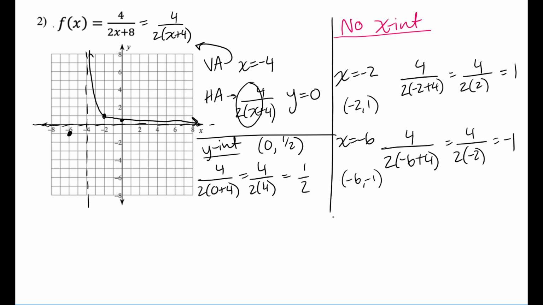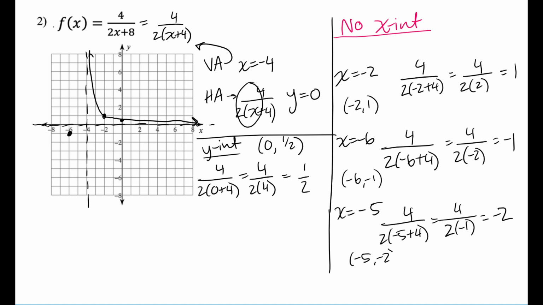Let's go ahead and plug in -5. I'll have 4 over 2 times -5 plus 4, or 4 over 2 times -1. So that ends up being -2. So -5, -2, right there. Now we can draw our curve.